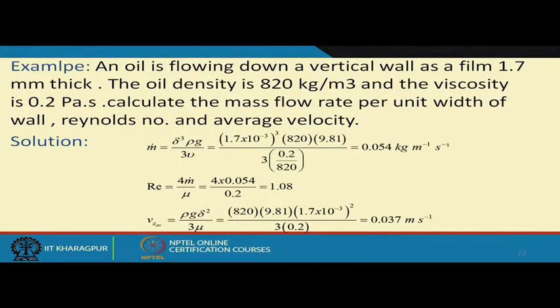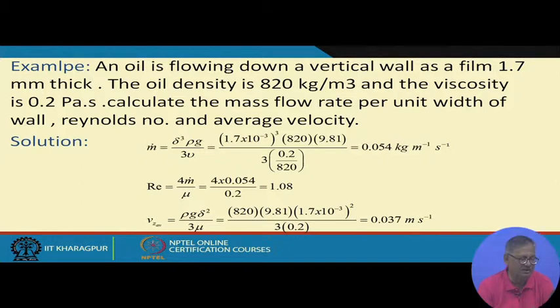Say an oil is flowing down a vertical wall as a film 1.7 millimeter thick. The oil density is 820 kg per meter cube and the viscosity is 0.2 Pascal seconds. Calculate the mass flow rate per unit width of wall, Reynolds number and average velocity.